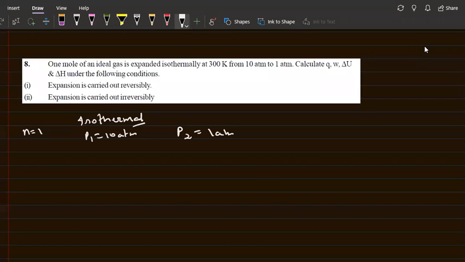So let's calculate W for now. Because it is isothermal, delta U is 0, so you don't have to calculate delta U. The first thing we have to calculate is W. Now just think about this: for an isothermal process and constant number of moles, can I say that P1 by P2 is equal to V2 by V1? Yes or no?